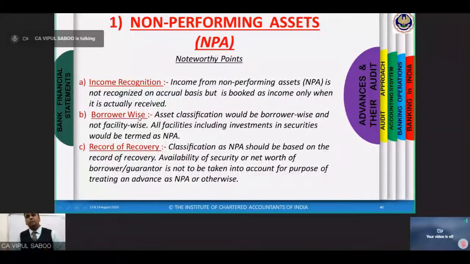It is NPA on the basis of recovery record. If you are able to recover anything from the borrower that is able to rectify the default, then it should not be termed as NPA. Otherwise, whatever value of security you have, whatever be the net worth of the borrower or the guarantor, the account has to be treated as NPA. Right? Let us move further.